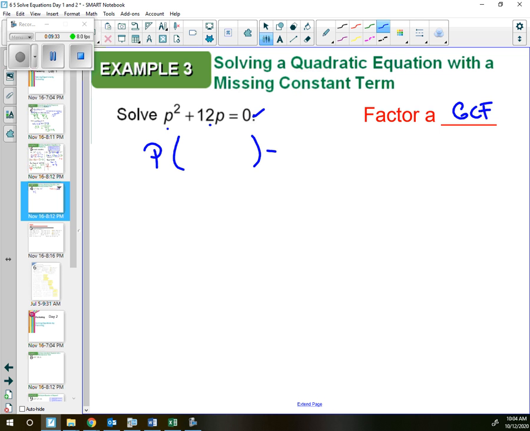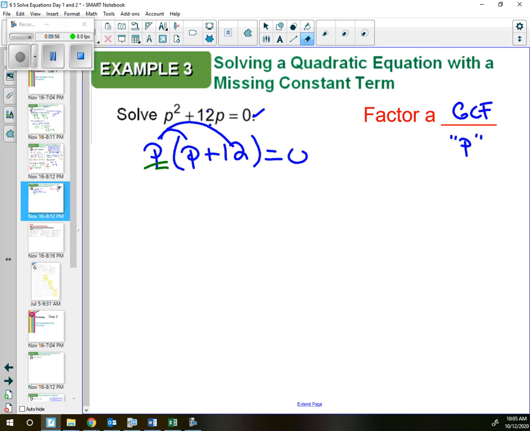So what would that leave inside? So p times what would give you p squared? So that would be a p. Plus p times what gives you 12p? So plus 12. If you factor out a GCF, in this case a p, now we have still two factors. I know it's weird, but this is a factor. I guess technically you could write it as p minus 0 if you wanted to. It's a factor though. That's one of the factors. And then the other one is the p plus 12. So I set each of them equal to 0 and I solve.